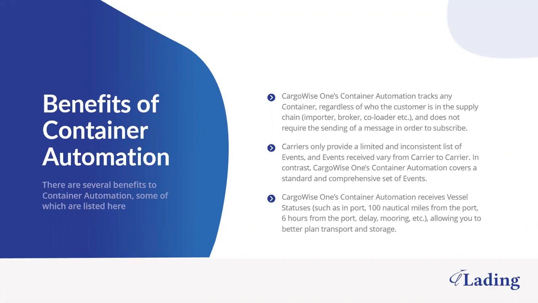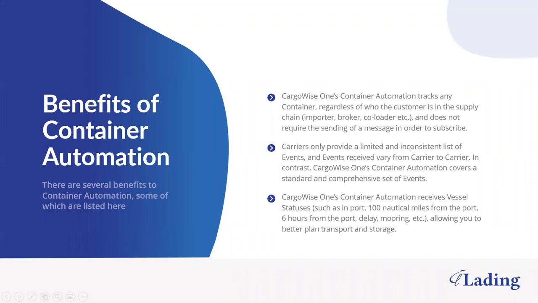Why do they do this? Well, carrier sites can be inconsistent. The events are going to vary from carrier to carrier. With container automation, you're going to get the same events for every single container, which is nice. It currently tracks over 50 carriers, with more coming soon. And it'll give you actual departure and arrival dates directly from satellite or port systems.